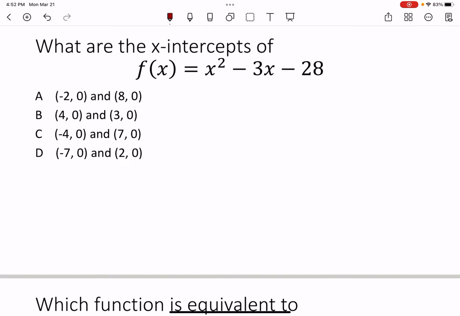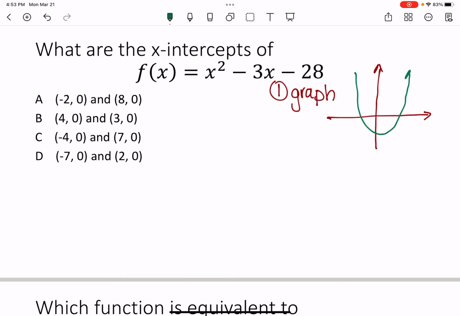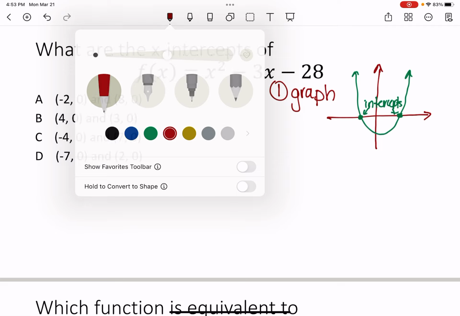In this question, it asked me what are the intercepts of f of x equals x squared minus 3x minus 28. There are two ways to solve this problem. The first one you can graph. What you're looking for when you look at the graph is the two places where your graph crosses the x-axis. At those two places where your graph crosses the x-axis, those are going to be your intercepts. So if you choose to do it that way, you can. Otherwise, you can do this problem algebraically.